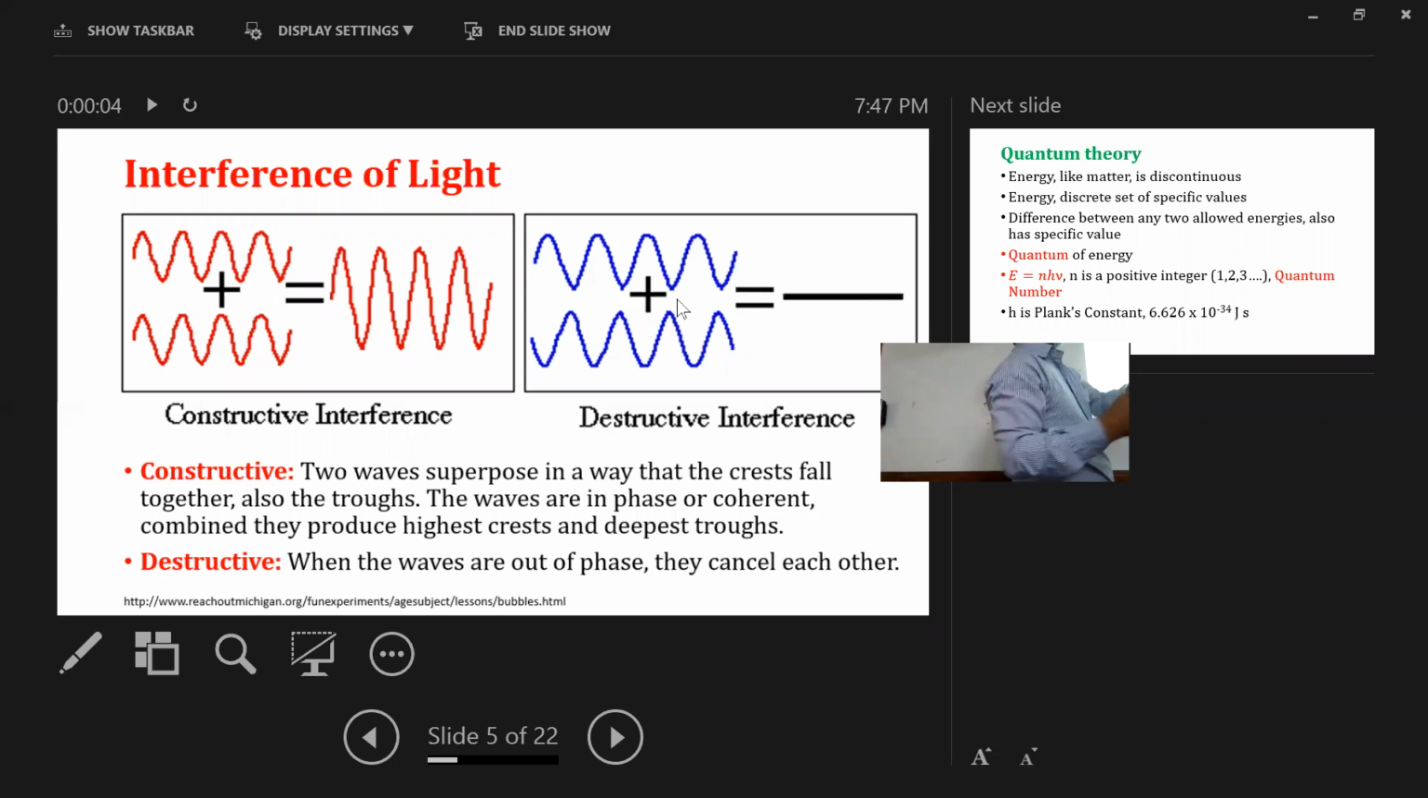That means minimum. So if we have these types of waves, two waves of the same phase and the same wavelength or the same nature, these two waves will give a resultant with very high intensity. That is known as interference of light, and this is constructive interference. And if two light waves have different phase or opposite phase, they cancel each other out, and we get just a straight line or a very low intensity signal.